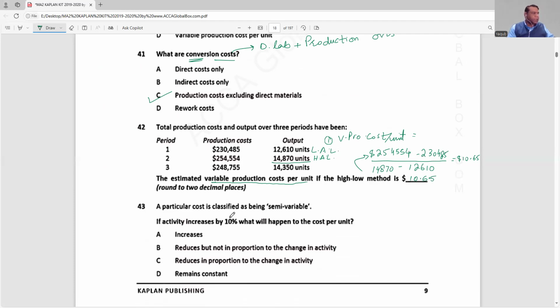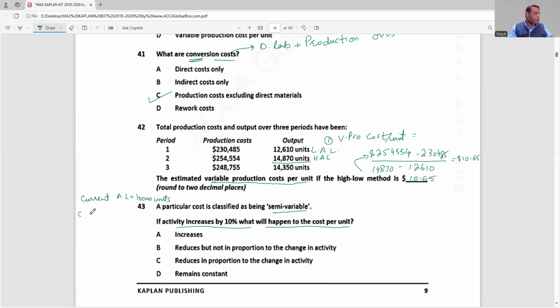A particular cost is classified as semi-variable. If activity level increases by 10%, what will happen to the cost per unit? Once again, we are not going to make any judgment. We are going to assume current data. We say that the current activity level is 10,000 units.